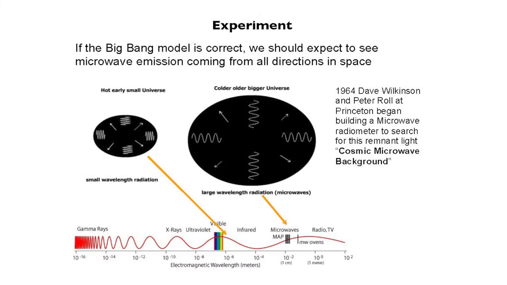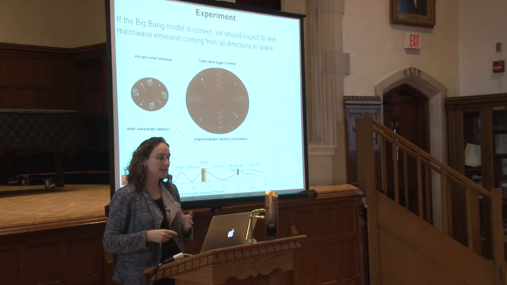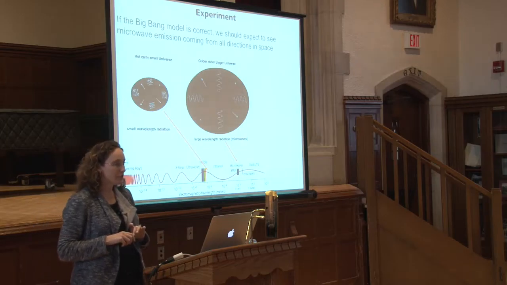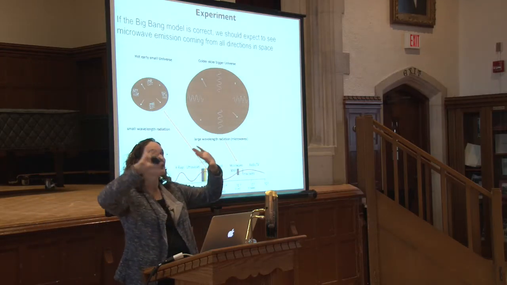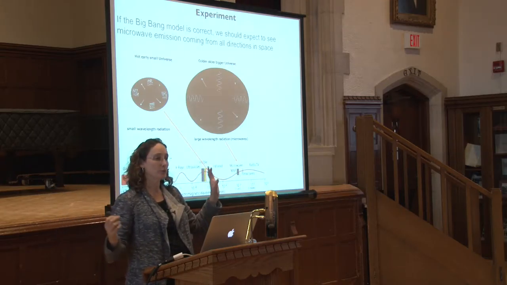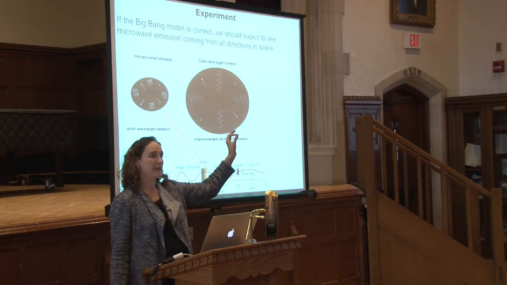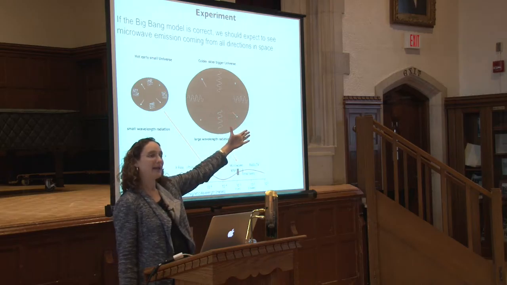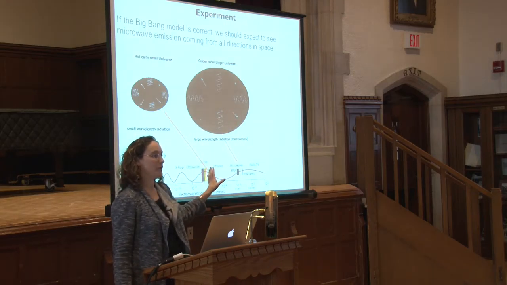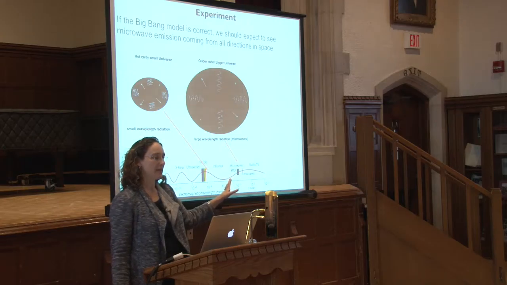So the experiment says, well, if the Big Bang model is correct, so this Big Bang model is the idea that the universe starts hot and dense, if this is correct, you should expect to see microwave emission coming from all directions in space, because everywhere the universe is that age. So everywhere you look, you should be able to look far enough away, if nothing is between you and the light that was emitted at that time. Anywhere you look, you should be able to see this light.